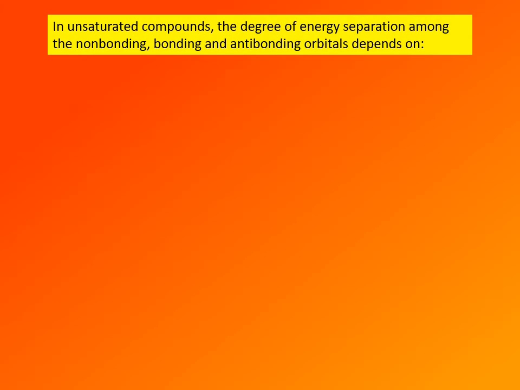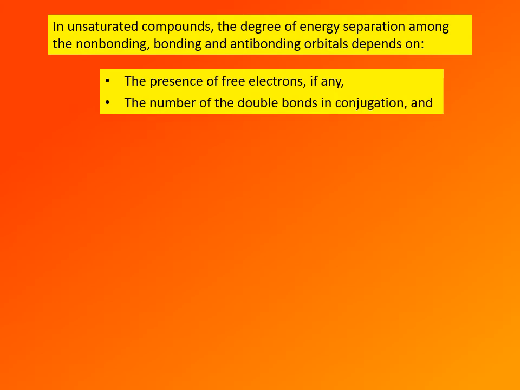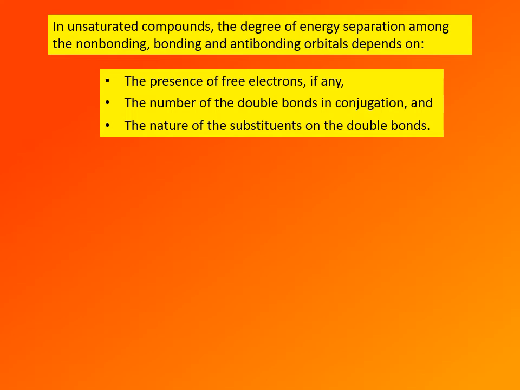Compounds that are most commonly studied by UV visible spectroscopy are unsaturated organic molecules. In unsaturated compounds, the degree of separation among non-bonding, bonding, and anti-bonding orbitals depends on the presence of free electrons, if any, the number of double bonds in conjugation, and on the nature of the substituents on the double bonds.